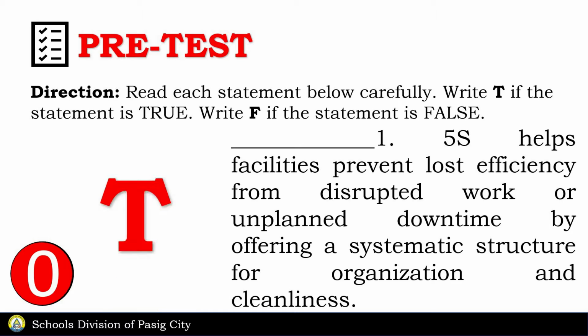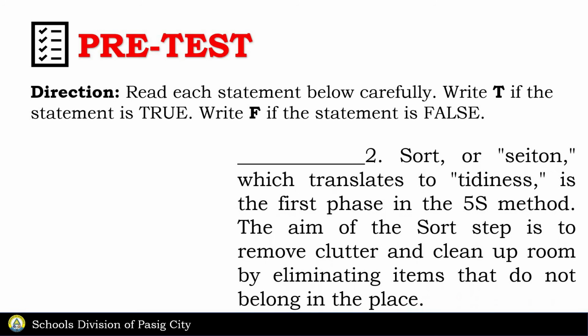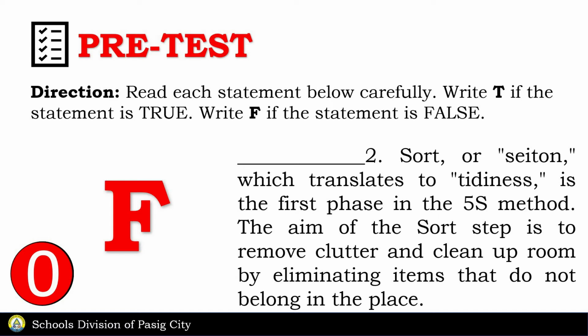The answer is true. Number 2. Sort, or Seiri, which translates to tidiness, is the first phase in the 5S method. The aim of the sort step is to remove clutter and clean up the room by eliminating items that do not belong in the place. The answer is false. Question number 3.